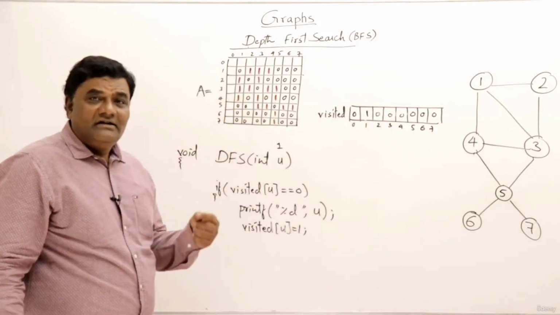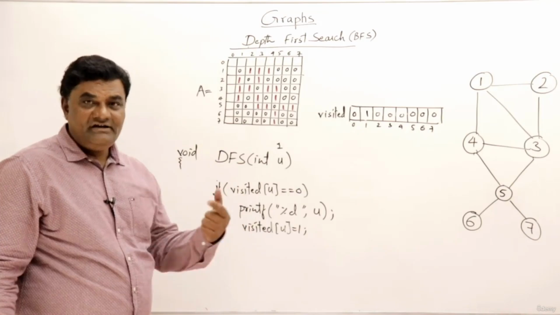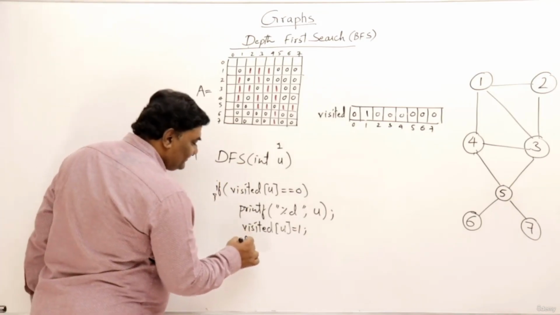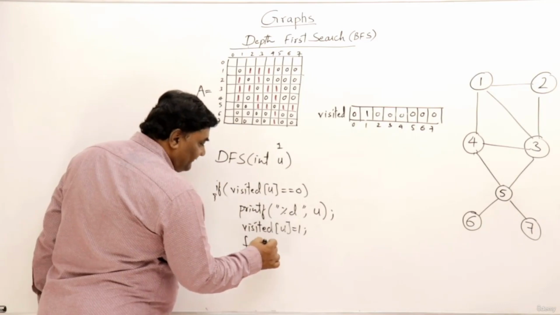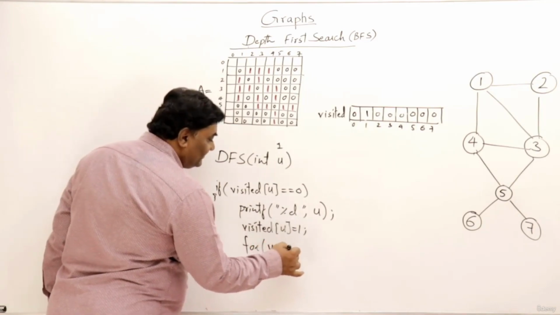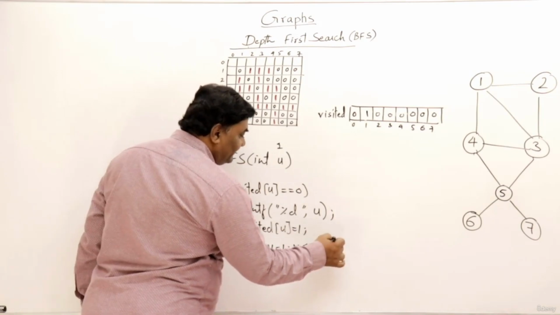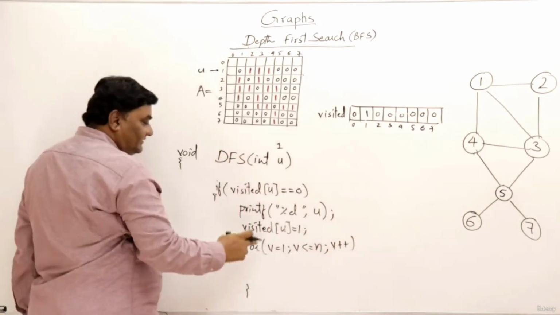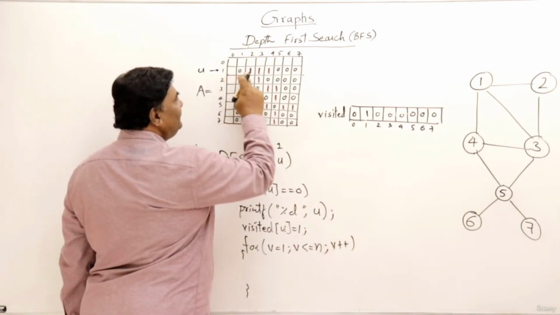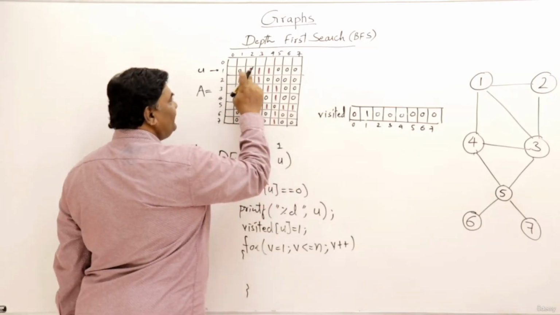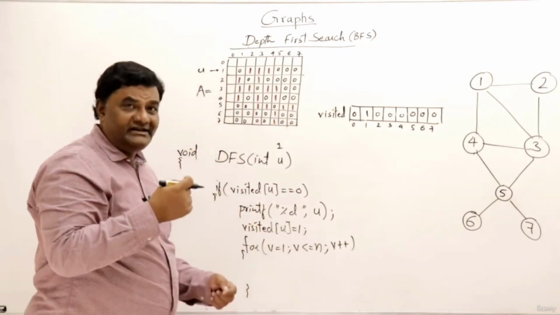This is visited. Then start exploring it recursively. For that, I need a for loop. So for v assigned 1, v less than or equal to n, where n is the number of vertices, v plus plus. Then this for loop will go through all the elements in this first row. And for every element we should check whether it is 0 or 1. If it is 1, then it's an edge.